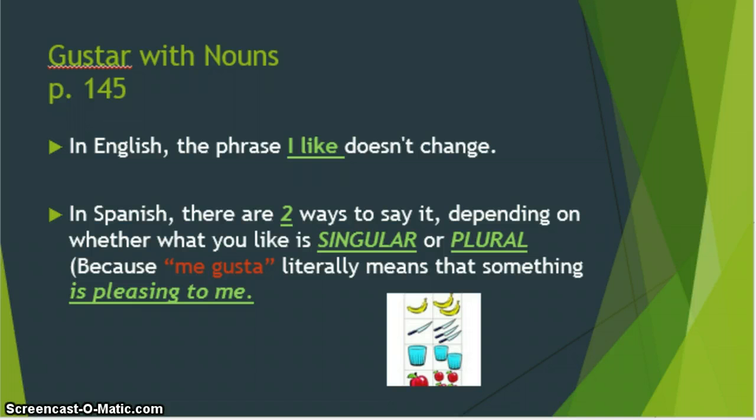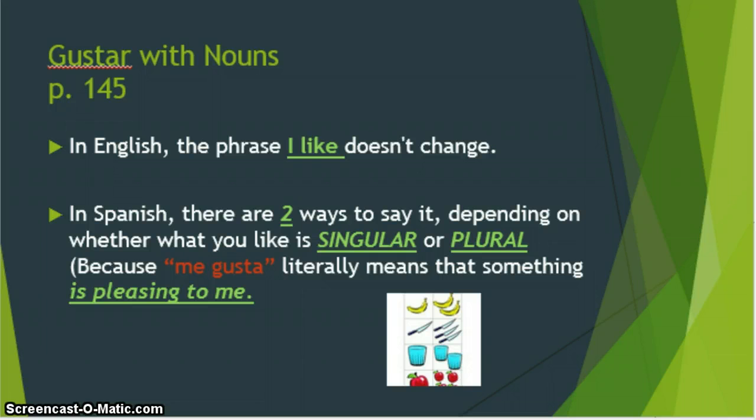However, in Spanish, there are 2 ways to say it depending on whether what you like is singular or plural. The reason this is because it's not a direct translation. Remember that me gusta literally translates to it is pleasing to me. So I'd have to say it is pleasing to me or they are pleasing to me if it's something that is plural. On the next page, we have the chart of the conjugations.